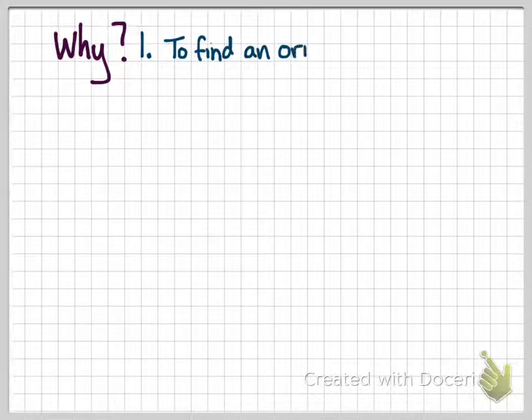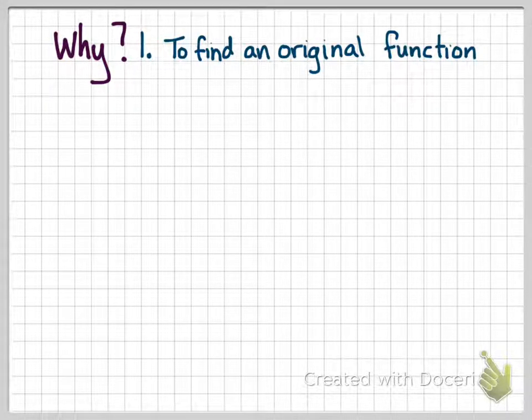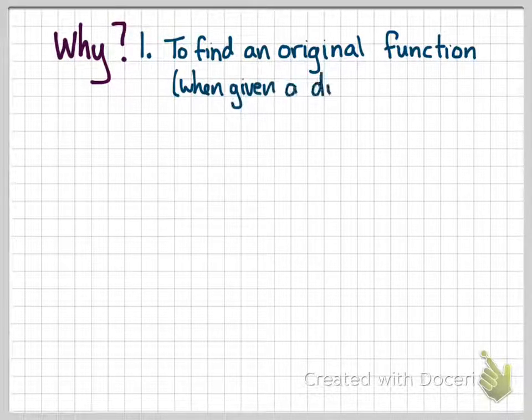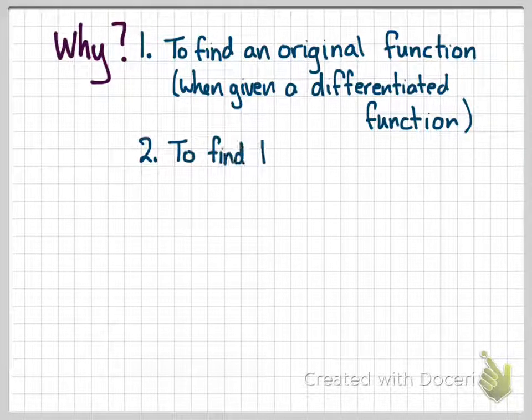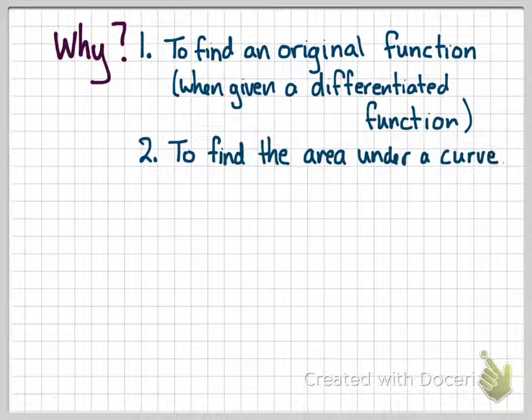Now why? Why do we antidifferentiate? We need to find an original function, especially when we're given a differentiated function. And the second reason is to find an area. An area under a curve, sometimes an area between two lines. That's why we antidifferentiate. Don't get those processes mixed up.